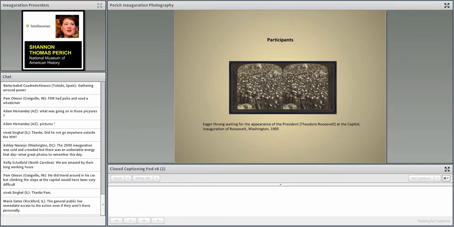Can we enlarge this photograph? Yeah, and if you click the full screen button in the top right-hand corner of your screen, you can make that larger in your view right now. Okay. Just make sure to click full screen again when you want to return to the chat room.